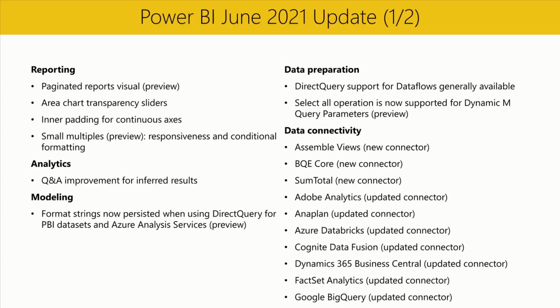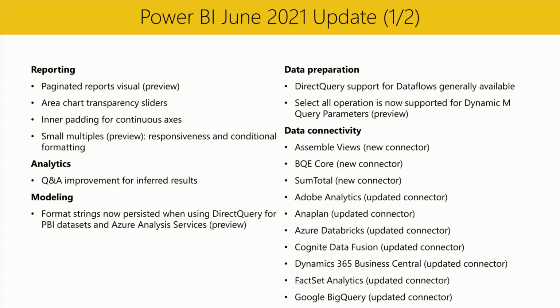Next, the Select All operation is now supported for dynamic M query parameters. Back in October, we released a preview of the feature which allowed report viewers to use filters or slicers to set the values of an M query parameter, which can be especially useful for query performance operations. Dynamic M query parameters did not support the Select All operation, requiring users to individually select each value if they wanted to see the data for all values. Now, in this release, we've added support for the Select All operation so that users can select all values for the query parameter with a single click.